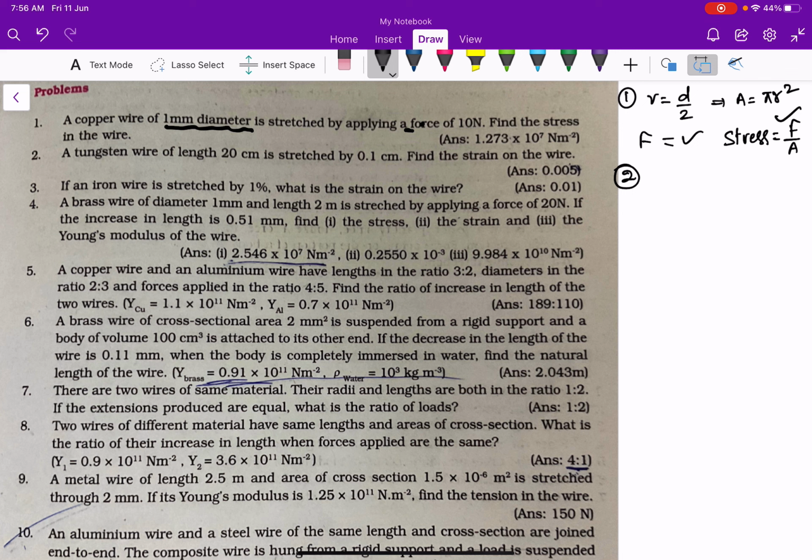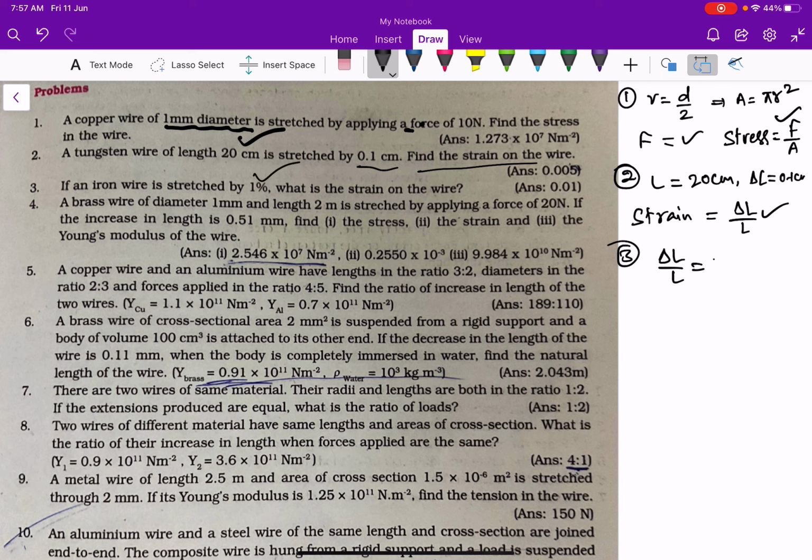In question number 2, a tungsten wire of length 20 centimeters, length is given, is stretched by 0.1 centimeter. ΔL equal to 0.1 centimeter. Find the strain. Strain is nothing but ΔL by L. So you should find it out. And the third one is, if an iron wire is stretched by 1%, that is ΔL by L equal to 1%. 1% means 1 by 100, which is 0.01. So strain in the wire is 0.01. So it is done already.